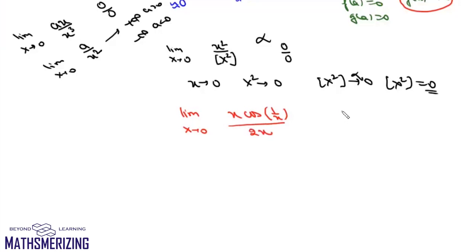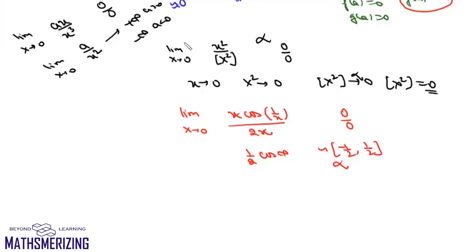Now this is again 0 upon 0 form. Now again we can cancel x with x. It will become 1 by 2 cos infinite, and cos infinite is an oscillating value between -1 and +1. So the value of this limit will oscillate between -1 by 2 and +1 by 2. And since there is no finite single value, this limit does not exist.